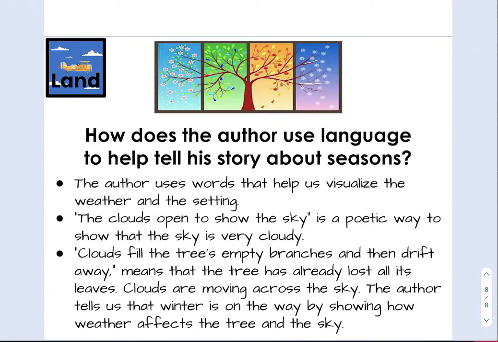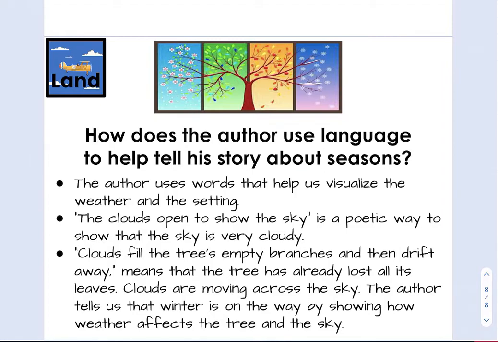The clouds open to show the sky is a poetic way to say or to show that the sky is very cloudy. Clouds fill the tree's empty branches and then drift away. Means that the tree has already lost all its leaves. Clouds are moving across the sky. The author tells us that winter is on the way by showing how weather affects the tree and the sky.